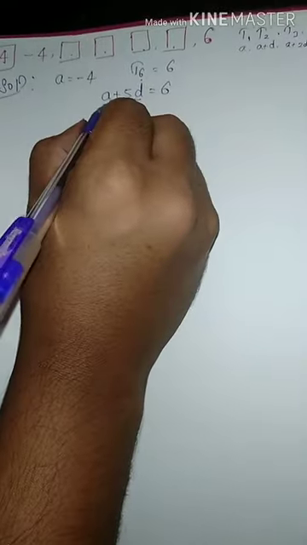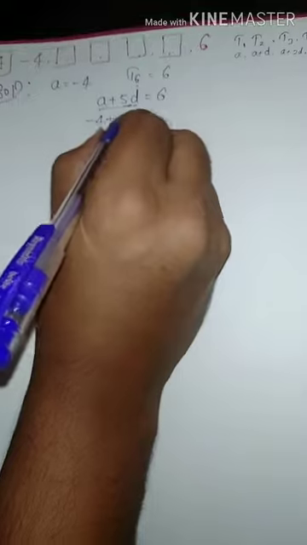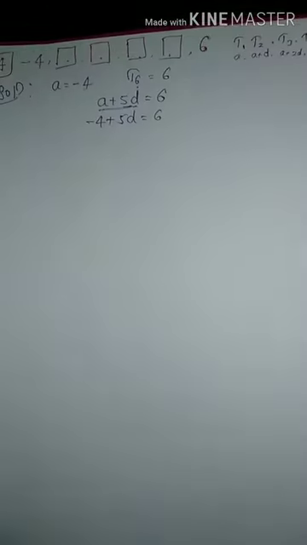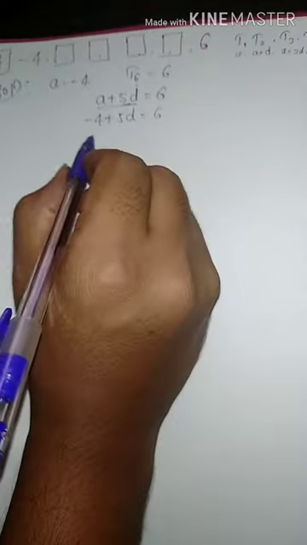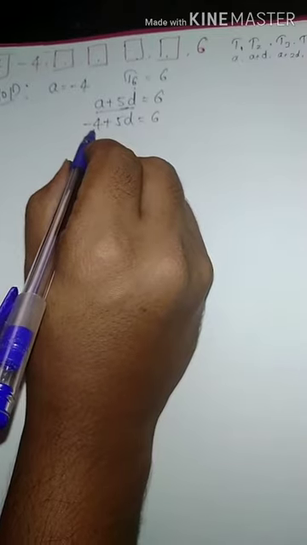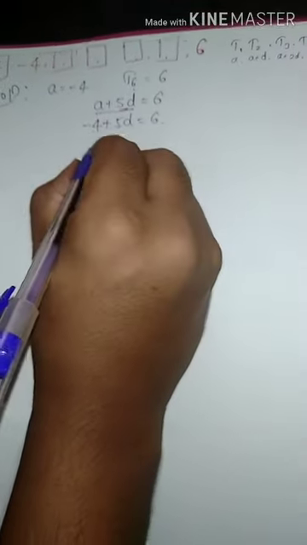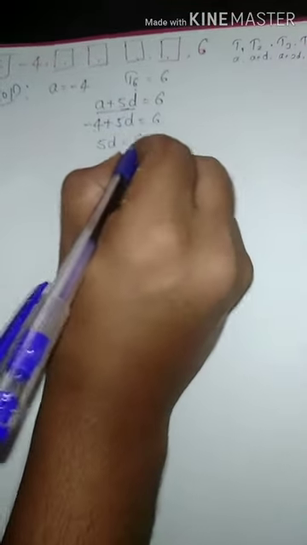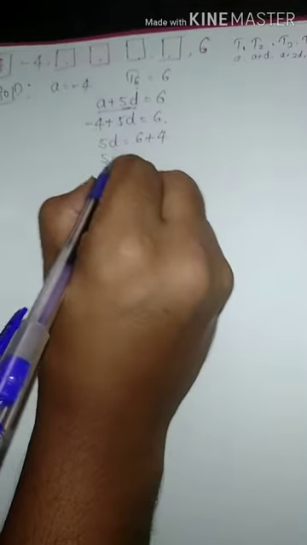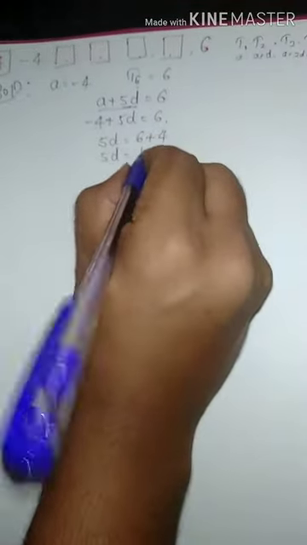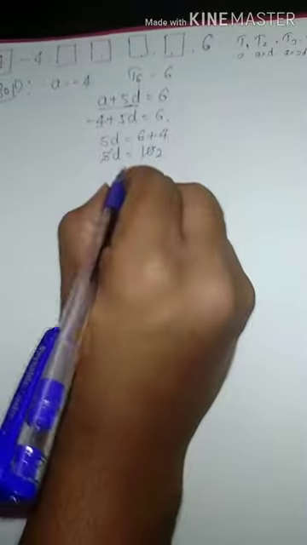And a is given in the example. a is minus 4. Minus 4 plus 5d is equal to 6. Constants on one side and variables on the other side. This minus 4 moves to the right hand side and becomes plus 4. 5d is equal to 6 plus 4, which is 10. 5 2s are 10. d is equal to 2.